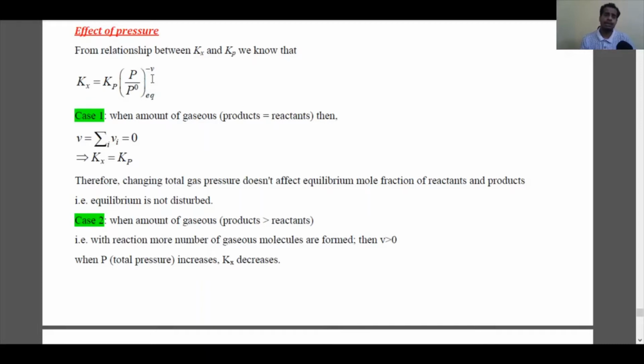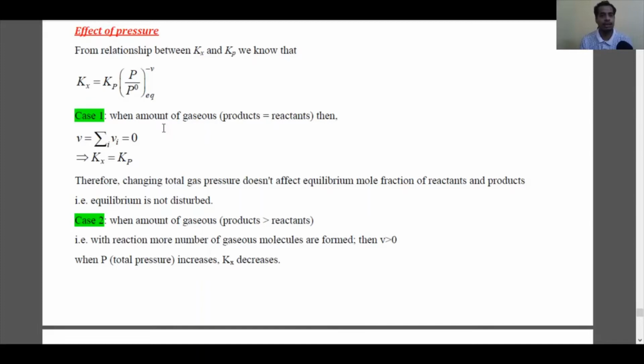What is v? v is the difference of gaseous products minus gaseous reactants. Again I am repeating, v is the sum of gaseous products minus the sum of gaseous reactants. Okay, so this is the relation. We will use this relation to understand the effect of pressure on equilibrium constant.